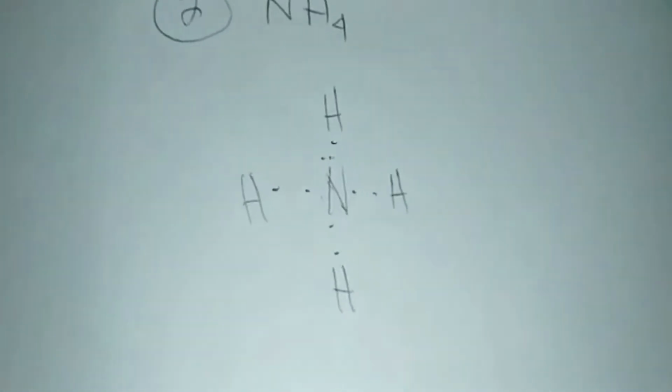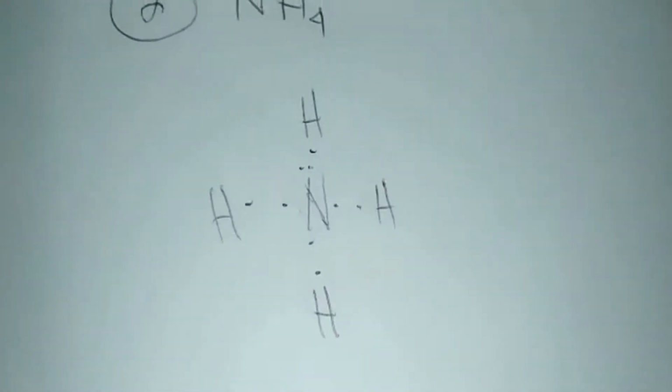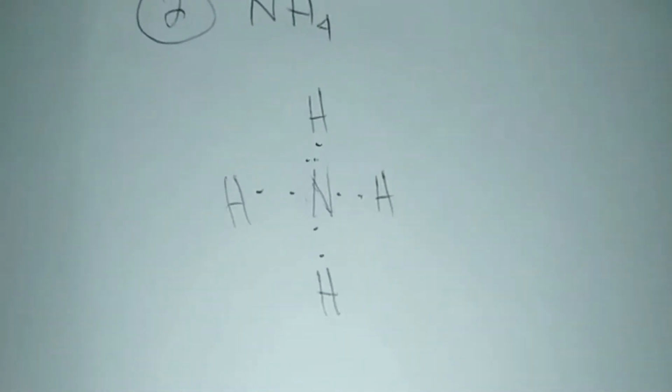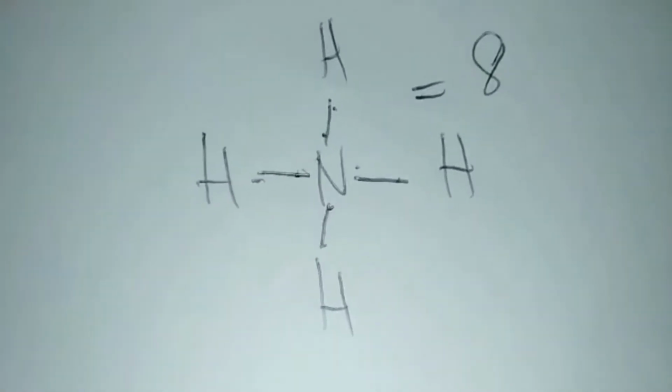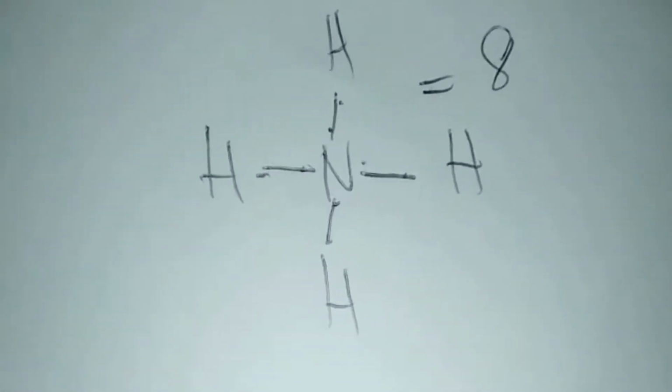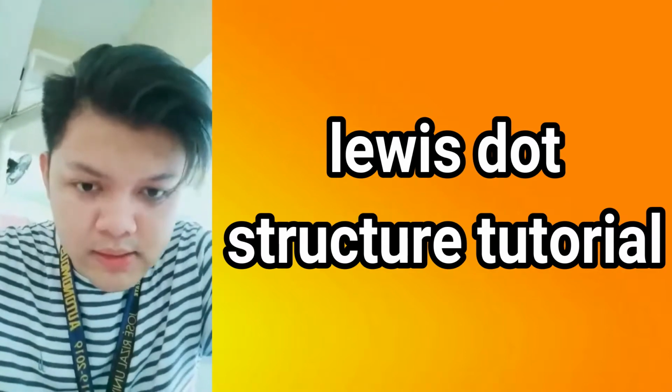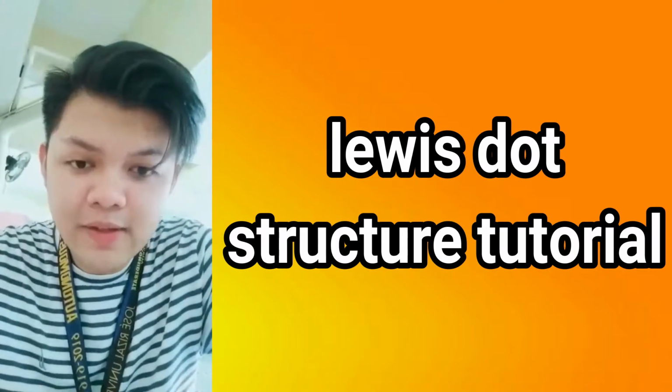Ang babawasan natin is nitrogen. So para each side meron na siyang 8. So nagtanggal tayo ng isang dot sa nitrogen. So naging 8 na sila. Since positive, so kailangan nating magbawas. And ayun. So we have already the 8 sides. And okay na siya, stable na siya. Nakita po natin kung paano ma-solve ang Lewis dot structure, and sana nagustuhan nyo.